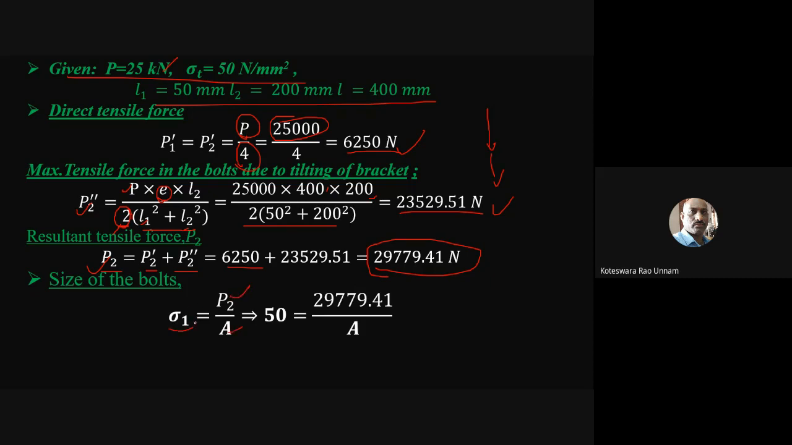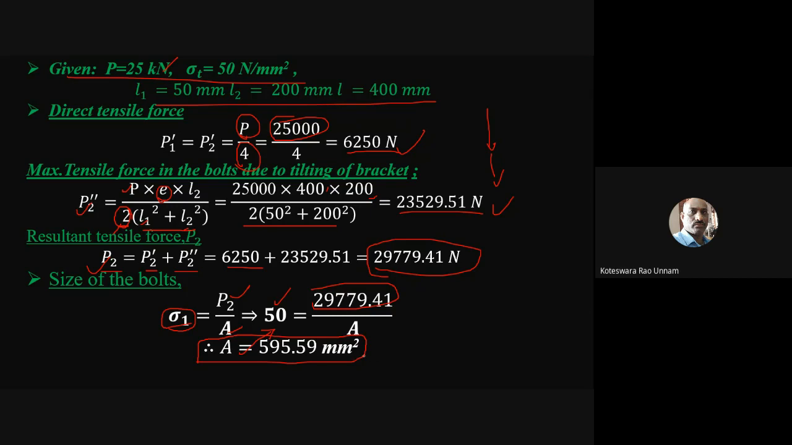He has given the allowable tensile stress as 50 MPa. P2 we already calculated, so I'll substitute P2 divided by A. If I solve this, I'll get A equal to 595.59 mm square. Now I'll open my data book, so from the data book I can choose the size of the bolt.